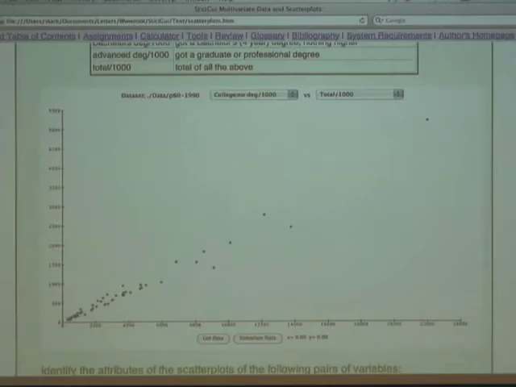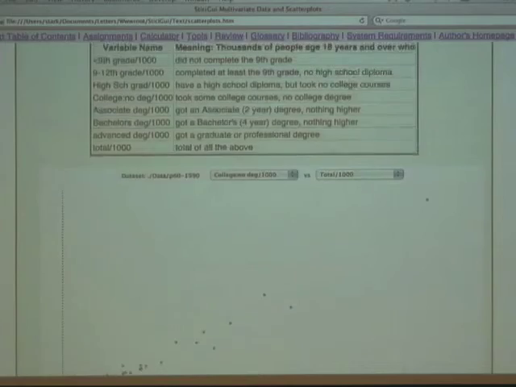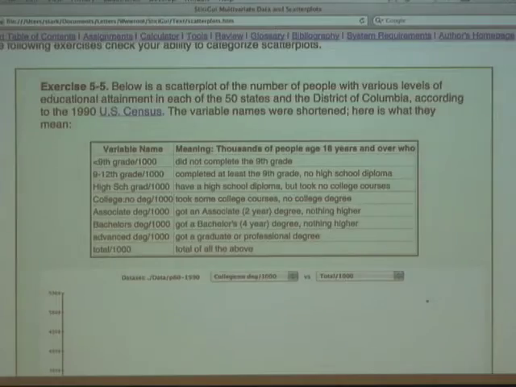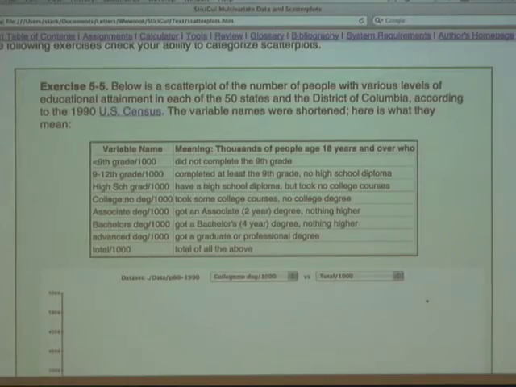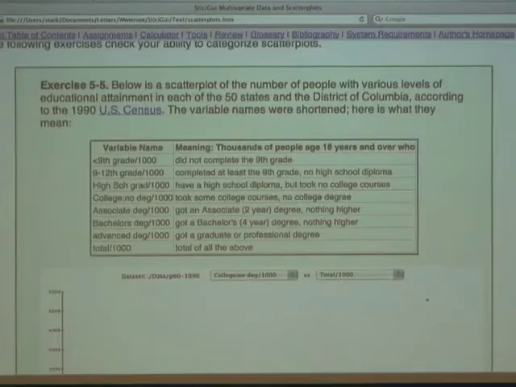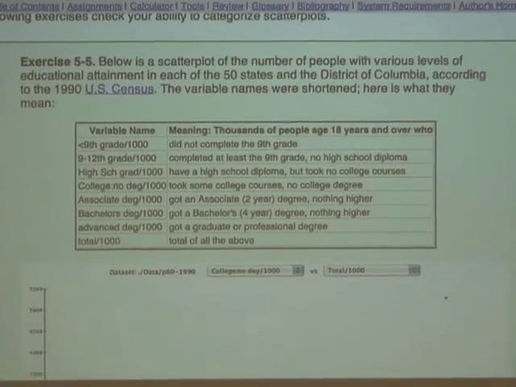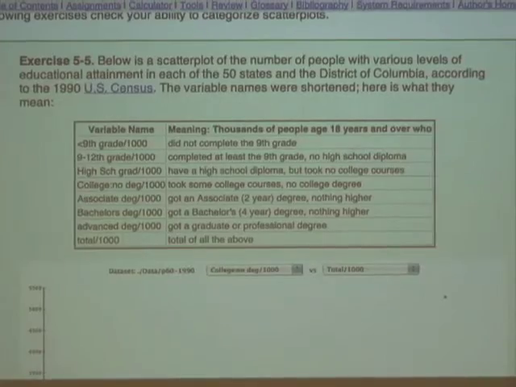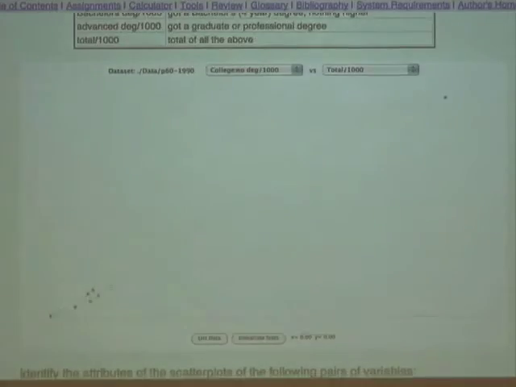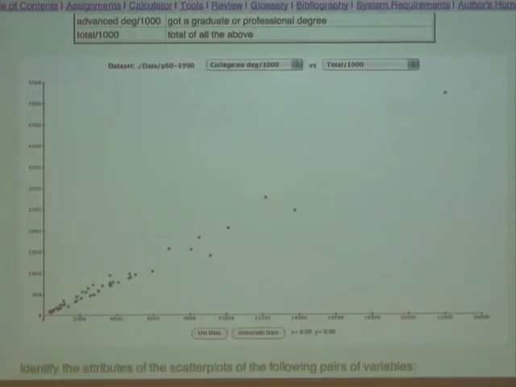Okay, we're looking at education in the 50 states and the District of Columbia. And this is divided into a variety of slices through the population. Didn't finish 9th grade, 9th through 12th grade, high school grad, took some college but didn't get a degree, got an Associate of Arts degree, got a bachelor's degree, got an advanced degree. Okay, so here we are for the 50 states and DC, and we're looking at a scatter plot of some college, went to college, didn't get a degree, divided by the total versus the total population. Okay, these are each normalized by 1,000 just to make the numbers more reasonable.